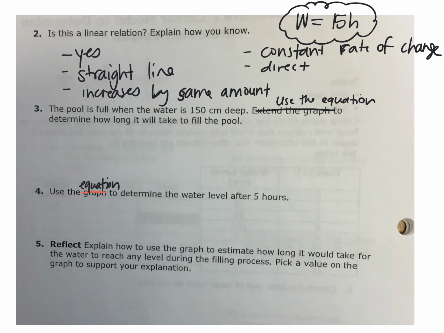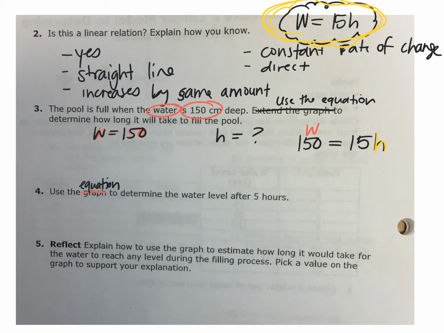So the pool is full when the water level is 150. So when W equals 150, the pool is full. We have to figure out how many hours it took to get to 150. So can you use this equation? If W is 150, I'm going to write 150 equals 15H. We're trying to figure out hours, right? If the water level is W, replace W with 150. They're telling you if the water is 150 centimeters deep, how would I calculate how many hours? What do I have to do to find H?